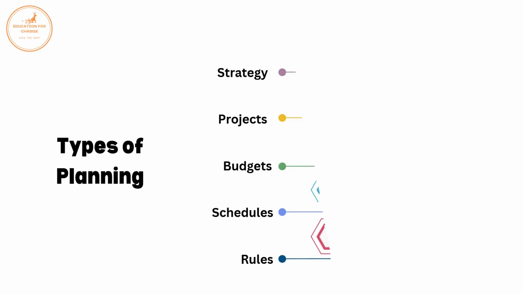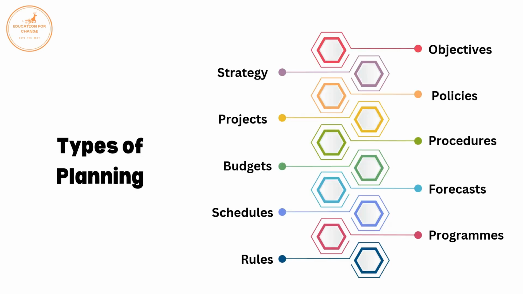The next step is forecasting. What is forecasting? Forecasting is defined as deciding what is to be done in the future. There are various types of forecasting: annual, long term, and short term forecasting.